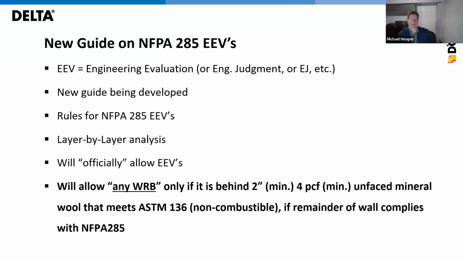So to elaborate a little bit more here, your guide on NFPA 285 engineering evaluations or engineering judgments. They are working on a new guide being developed. It's based on a layer by layer analysis, and it will officially allow these engineering evaluations. It will allow any weather resistive barrier provided it is behind 2 inches minimum of non-combustible insulation. That's mineral fiber insulation, provided that insulation's met the ASTM 136 standard.